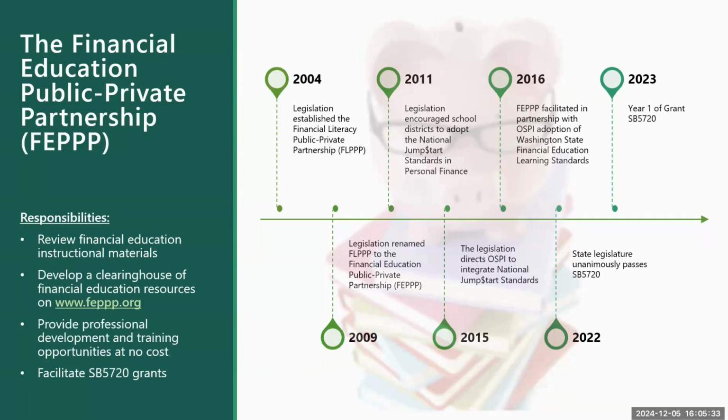So the Financial Education Public-Private Partnership, or FEP, we have been around since 2004 when we were established by the Washington State Legislature. Our goal is to increase and enhance the financial education that Washington students are receiving in our schools. We do this through professional development, just like the PD you're attending right now. We do this by reviewing financial education instructional materials across all grade levels, specifically focusing on our special population students as well, and making those resources available on our website.